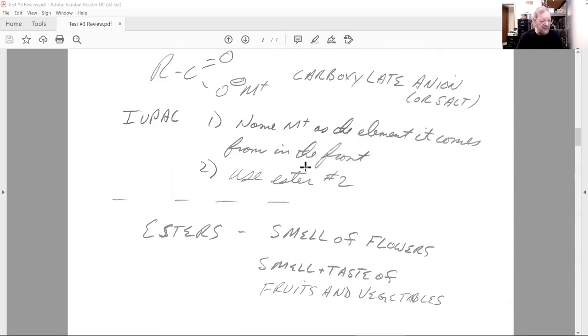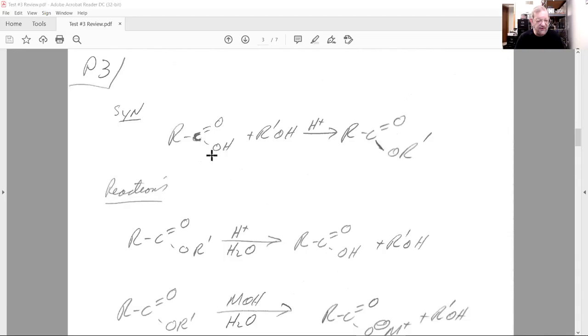All right, how do you make an ester? Fischer esterification. That is carboxylic acid, alcohol, H plus acid catalyst, and you make an ester. Replace the OH group with the OR prime from the alcohol. They actually found in studies that the oxygen comes from the alcohol, not from the carboxylic acid, and this oxygen right here. And you get water, but that's inorganic.